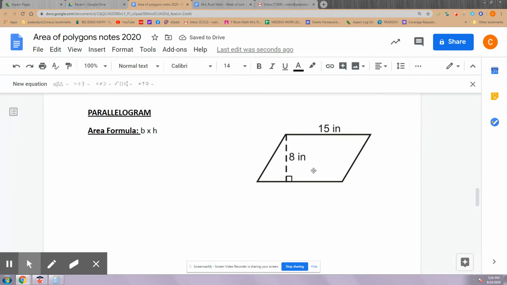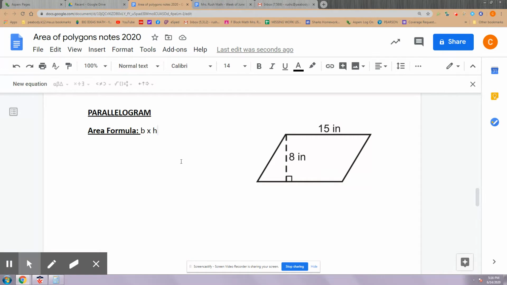Parallelograms always just look to me like a tilted rectangle, tilted to the side. But what a parallelogram actually is, it's a quadrilateral. That means it has 4 sides, and it has 2 pairs of parallel sides. So if you look, this one here and this one over here are parallel, the 2 sides, and then the top and bottom are also parallel. Parallel means that they're never going to touch, those lines. They won't ever touch. Awesome.